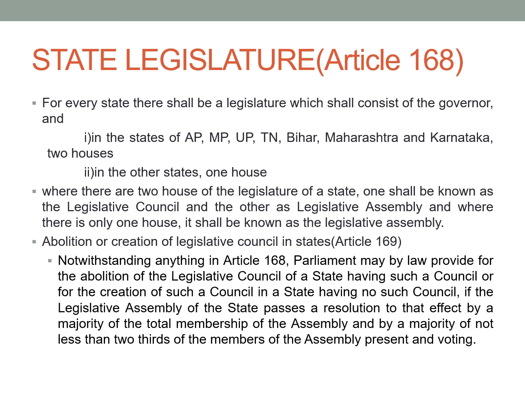Abolition or creation of Legislative Council in states, Article 169. As per Article 169, notwithstanding anything in Article 168, Parliament may by law provide for the abolition of the Legislative Council of a state having such a council or for the creation of such a council in a state having no such council if the Legislative Assembly of the state passes a resolution to that effect by a majority of the total membership of the Assembly and by a majority of not less than 2/3 of the members of the Assembly present and voting.